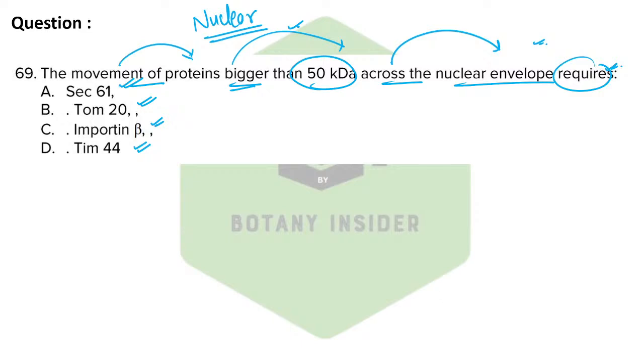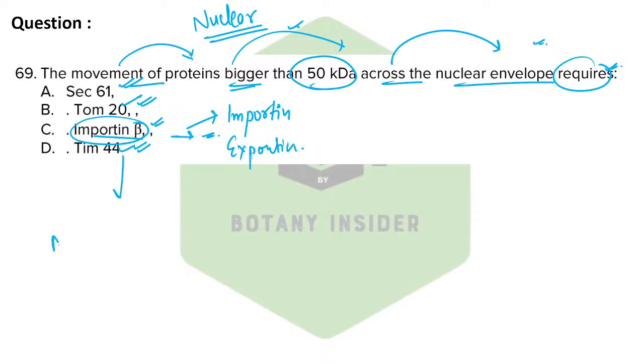Okay, let's see. Very simple again. So, movement of the protein bigger than 50 kilodalton across your nuclear envelope requires importin beta. Remember about this because in the nuclear transportation, the beta importin family of proteins are involved, which includes your importins and which includes your exportins. Both importin and exportin are involved.